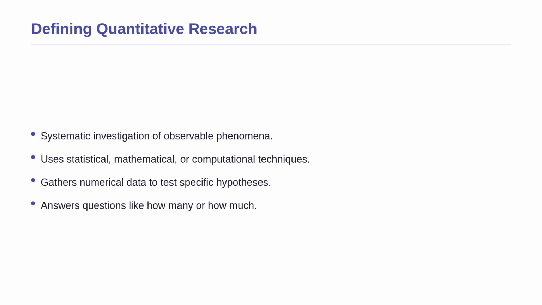Now that we have a basic intuition, let us look at the formal definitions, starting with quantitative research. In the academic world, this is defined as a systematic investigation of observable phenomena using statistical, mathematical, or computational techniques. The primary goal here is to gather numerical data. This data can then be transformed into usable statistics to measure variables and test specific hypotheses. Whenever your research asks questions like how many or how much, you are firmly in the territory of quantitative research.